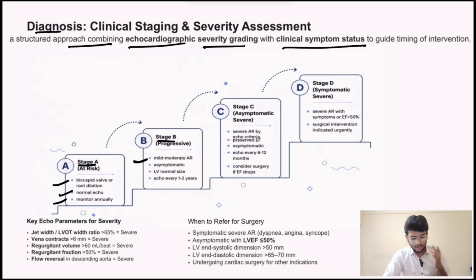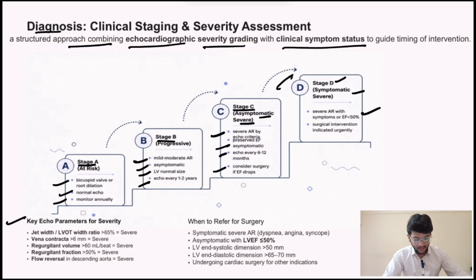Key echo parameters for severity: the jet width, that is LVOT width ratio more than 65%, is severe aortic regurgitation. Vena contracta more than 6 mm is severe aortic regurgitation. Regurgitant volume more than 60 ml per beat is severe regurgitation. Regurgitant fraction more than 50% and flow reversal in the descending aorta, all are pointing towards severe aortic regurgitation.